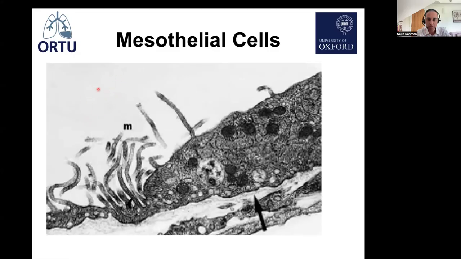So this is the pleural space just here. Here is a mesothelial cell individually, and you can see these multiple microvilli at its surface. And we'll talk about what these spaces are just in a second.